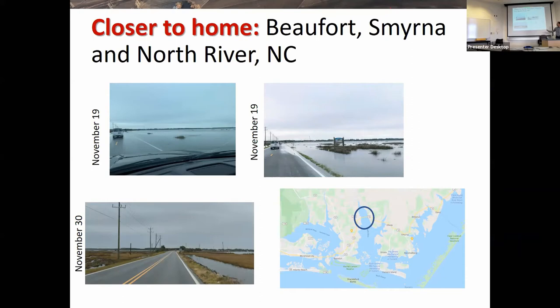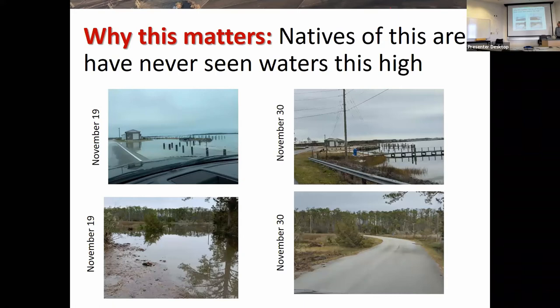That's actually high tide. And this flooding up in the top is higher than king tides have been in the past. The reason I know that is that the natives there have told us that they have never seen flooding like this. Top left, that's the little building that is an oyster seed growing facility. It got destroyed by Florence and it got flooded this time around. That's what it's supposed to look like on the top right.